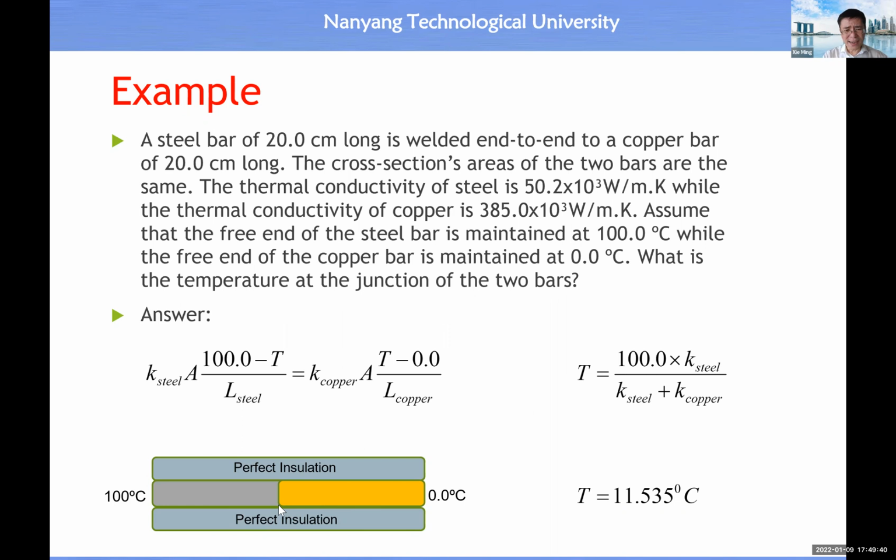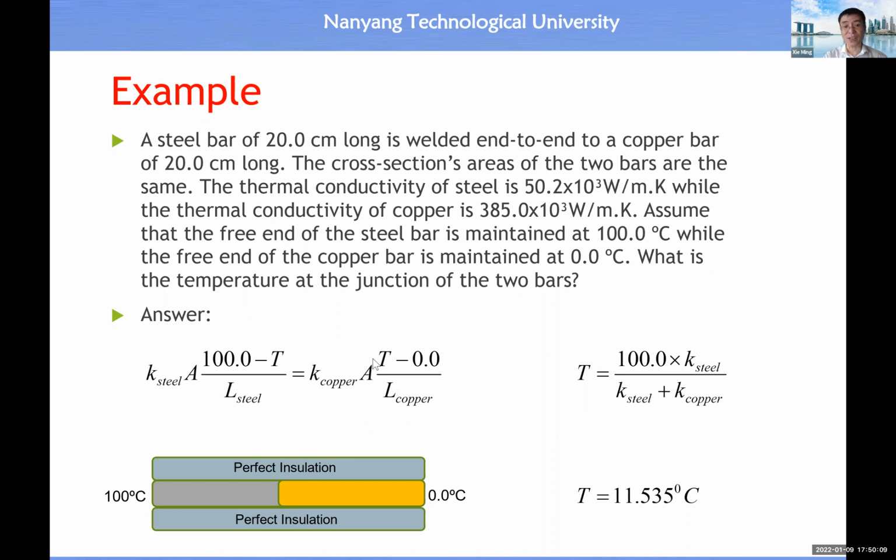So then in this case, we apply this principle, so conservation of energy. So it means that the flow of the heat inside the copper should be equal to the flow of the heat inside the steel, okay? So this is the conservation of energy. So this is the flow of the heat inside the steel. This is the flow of the heat inside the copper. So they must equal.